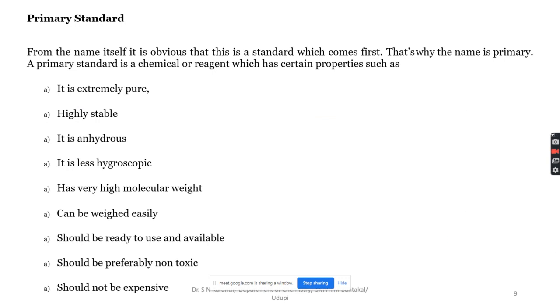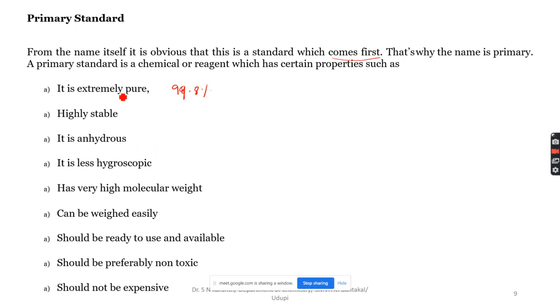Again the same here, we are using a solute of extremely pure salt. The content we use is extremely pure, that is 99.8% pure crystal should be used. That's why it comes first, primary. To prepare a primary standard solution, that chemical or reagent should possess some properties.